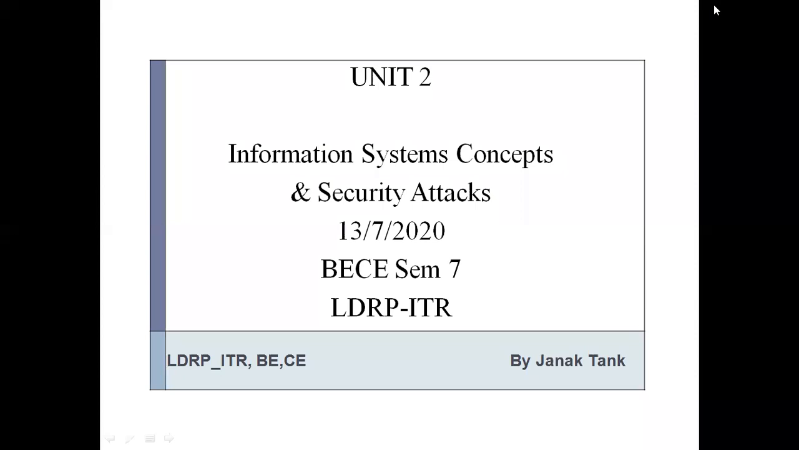Introduction to information security concepts and security attacks. In the last session we already went through some attacks. What were the attacks like? Ethical hackers, ransomware threats, phishing, whale phishing. So we have seen a number of threats and attacks carried out by many different attackers.